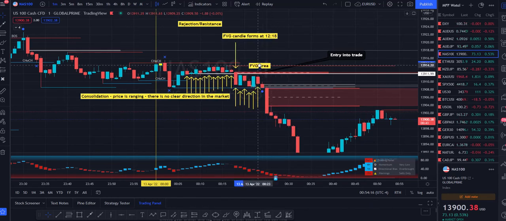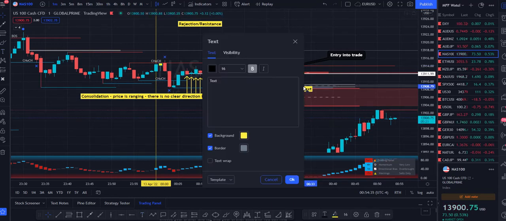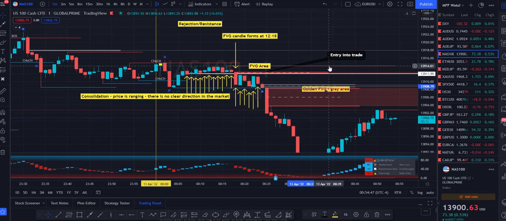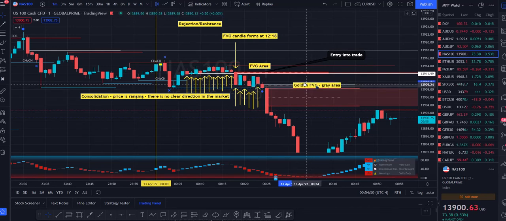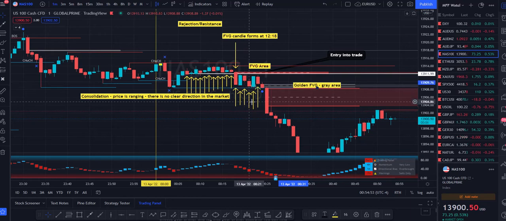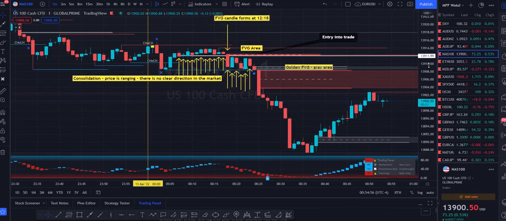So once this happens, I got 1, 2, 3, 4, 5, 6 candles, and it's all showing resistance. So once this candle right here formed, I've got the golden FVG right here. The golden FVG is this area right here, in the gray. The golden FVG is the gray area. So once this forms, then I know that, okay, I've got resistance all up in here, so I'm going to be looking to take a sell sometime soon.